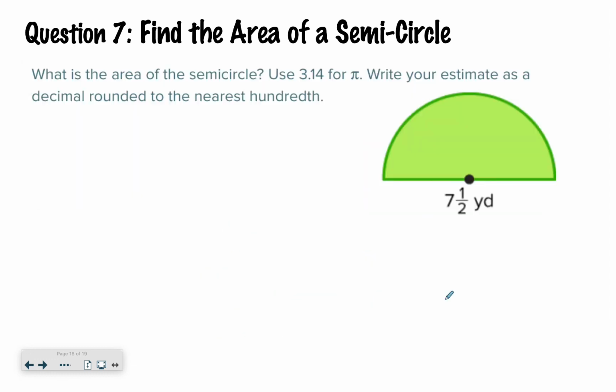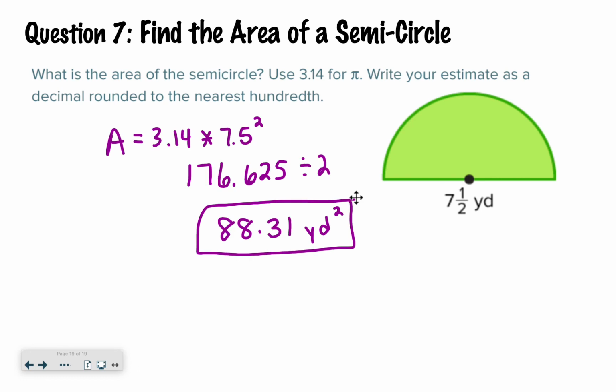Okay, now why don't you try to find the area of this semicircle? Use 3.14 for pi, write your estimate as a decimal rounded to the nearest hundredth. Good luck. All right, hopefully you said that the area of the circle was 176.625, which cut in half leaves you with 88.31 yards squared.